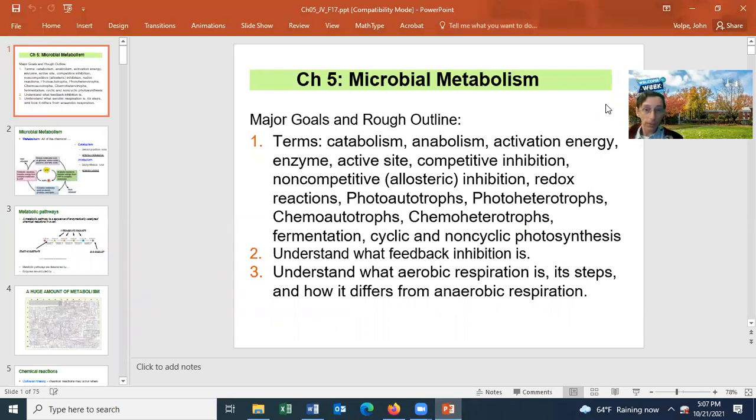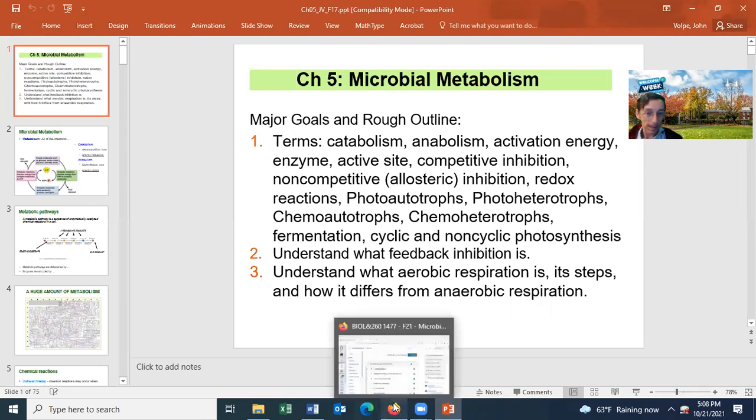Chapter 5, microbial metabolism. As usual, I'll give you an introductory slide, which lists the major goals and a rough, brief outline. So know the terms: catabolism, anabolism, activation energy. What's an enzyme? Active site of an enzyme. Competitive inhibition, non-competitive or allosteric inhibition. What's a redox reaction? What are photoautotrophs, photoheterotrophs, chemoautotrophs, chemoheterotrophs? And remember, these are just the major goals.